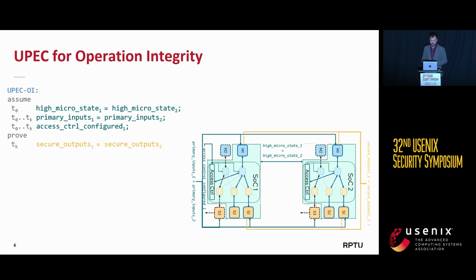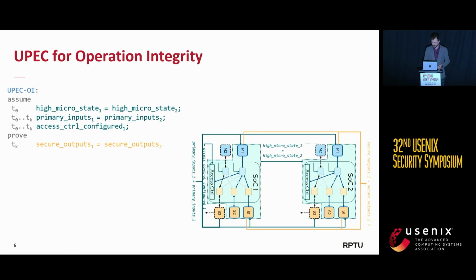And we also assume that throughout the duration of the property, the access control, which is supposed to protect this security, is properly configured and activated. Then the commitment says that after some time interval k, the secure outputs in both instances are still the same. If the property is broken, if they're not the same, that means the difference has propagated from the low security domain to the high security domain. The problem here is that the property is bounded by this time interval k.